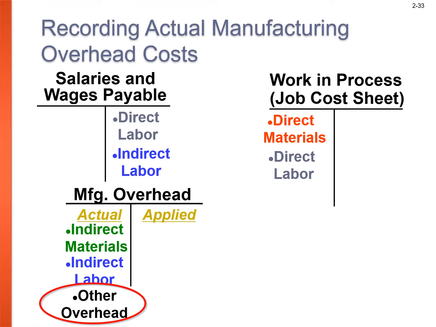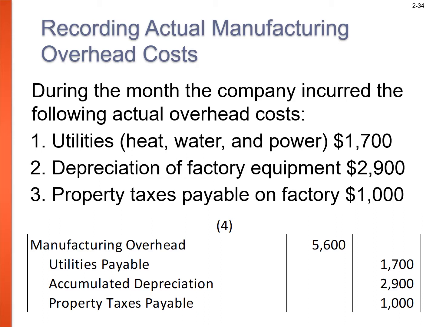The next part is recording actual manufacturing overhead costs. As we're paying all those other items that can't be applied directly to our product, things like rent, electricity, heating, depreciation, we will debit the manufacturing overhead account. So during the month, the company incurred the following actual overhead costs. They had utilities of $1,700, depreciation of the factory equipment of $2,900, and property taxes payable on the factory of $1,000. So all of these manufacturing overhead costs would be debited to our clearing account, manufacturing overhead, and then you would credit each account. It could be utilities payable or cash, accumulated depreciation, and property taxes payable or cash, depending on what was transpiring the day we record these amounts.